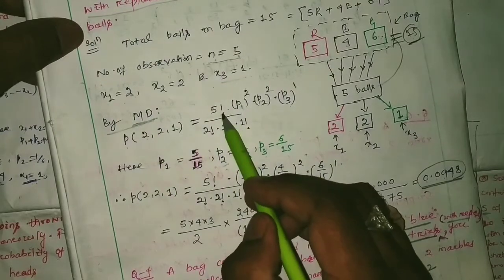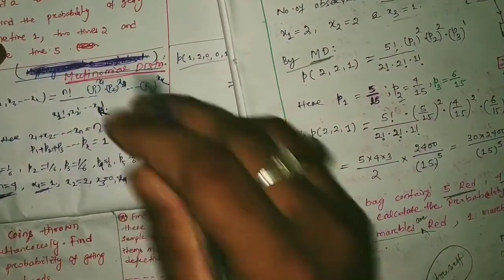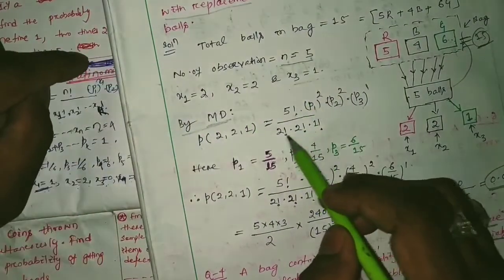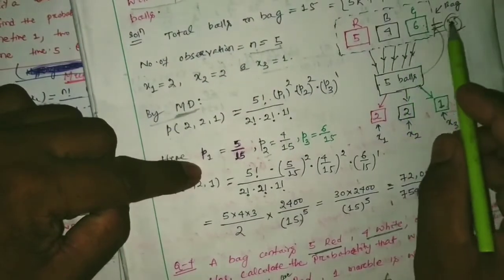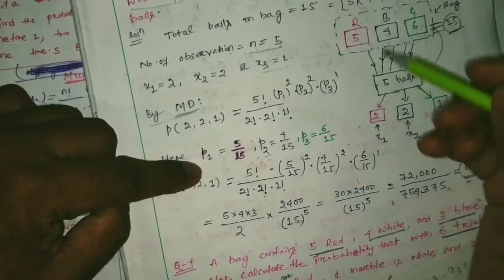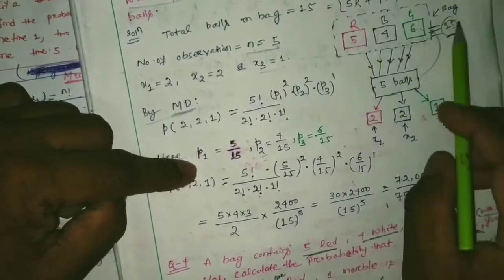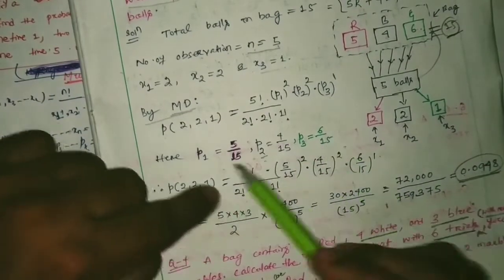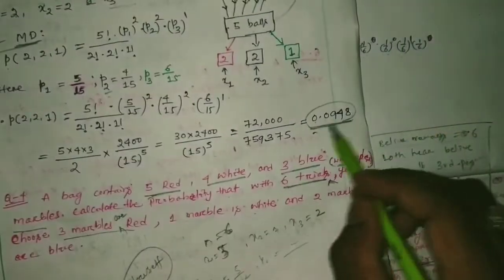is n factorial, as I told, n factorial by x1 factorial, x2 factorial up to xk factorial. Sorry, I mistakenly wrote xn factorial; it is xk factorial. So x1 is 2 factorial, 2 factorial, 1 factorial, so 5 factorial by 2 factorial, 2 factorial, 1 factorial. And the probability P1: from the 15 balls, if I am going to draw 1 red ball, what is the probability? It will be 5 by 15. For the red ball, the probability is 5 by 15. For blue it is 4 by 15. For green it is 6 by 15. So P1, P2, P3 I got. I just substituted over here, and the corresponding x1, x2, x3 will be the powers, and you just solve it and we are going to get the probability.